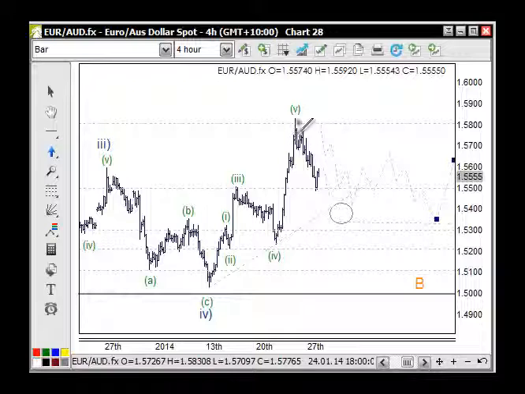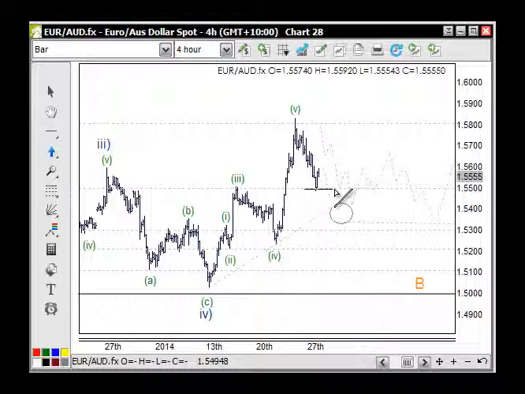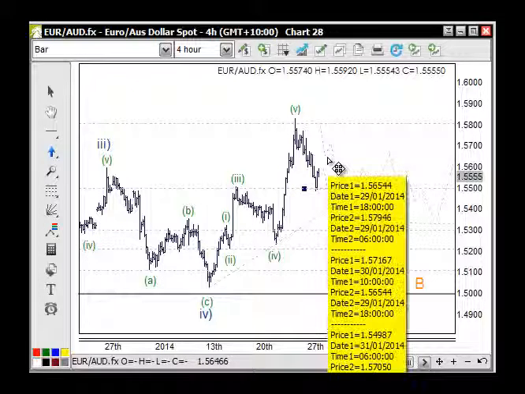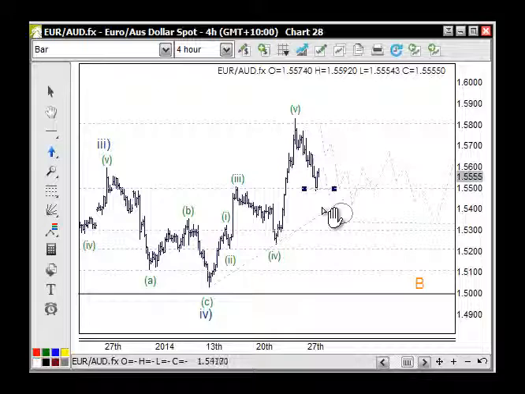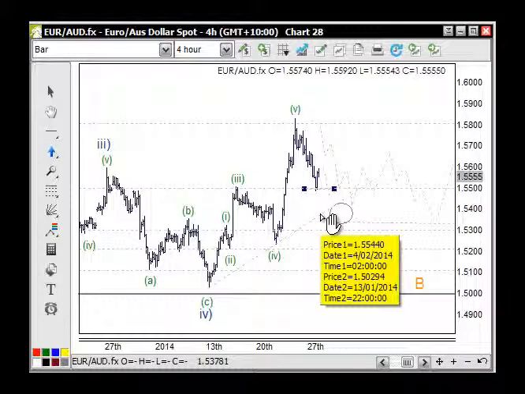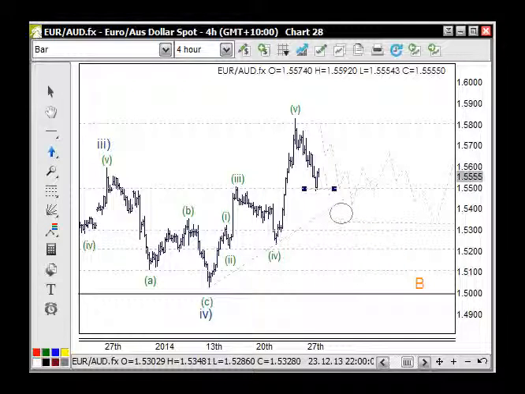But that pattern at the moment, this A, B, C here, can all be wrapped up in here as long as that low stays in. But we don't have a setup to go long here just yet either, so we need to wait for a session for that to pan out as well. So they're the 2 patterns or paths that it can take.